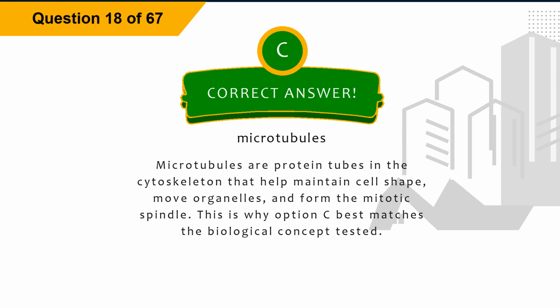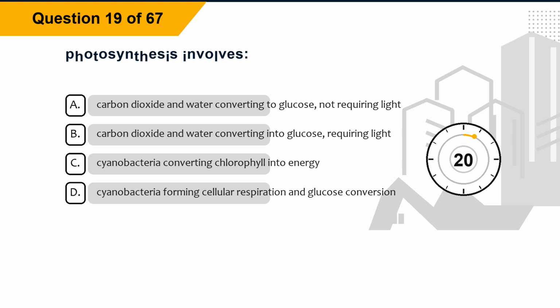Explanation: microtubules are protein tubes in the cytoskeleton that help maintain cell shape, move organelles, and form the mitotic spindle. This is why option C best matches the biological concept tested. Question 19. Photosynthesis involves option A, carbon dioxide and water converting to glucose, not requiring light.